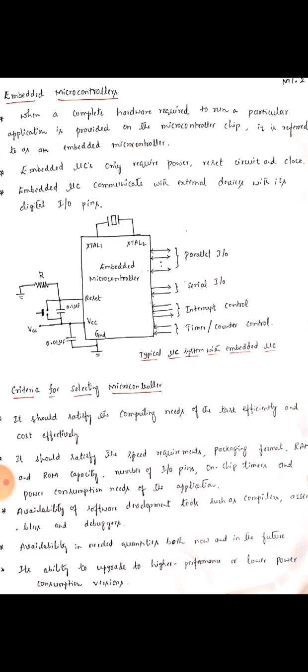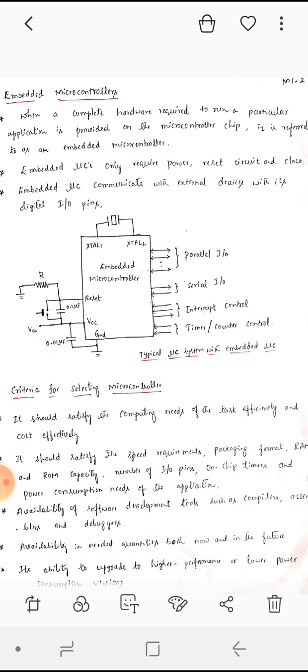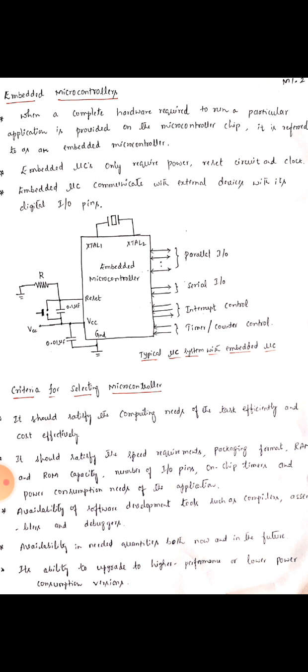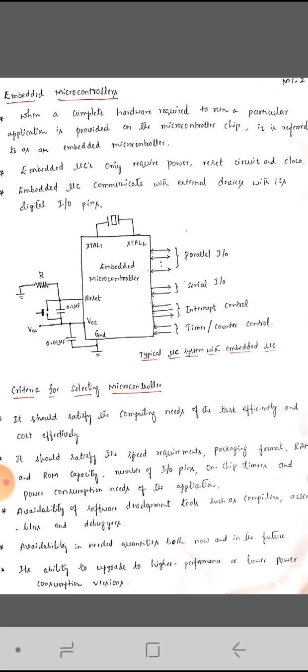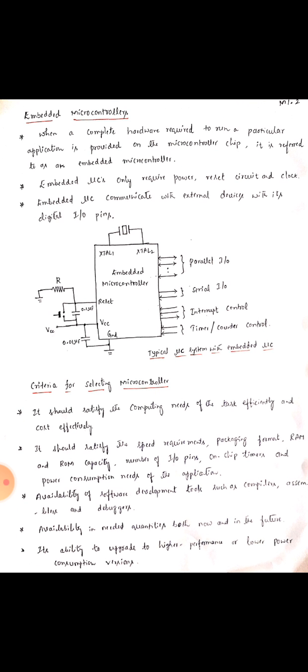And the next criterion is the availability of software development tools such as compilers, assemblers and debuggers. Of course we want them often available so that we can upgrade the software, whenever we need a particular task we can make it easy to do. Next is how easily it is available, maybe now or in the future, right? And next we have how easily you can upgrade to a higher performance. Of course we want, as the technology is changing, to upgrade ourselves so that we can have a higher performance and of course lower power consumption.